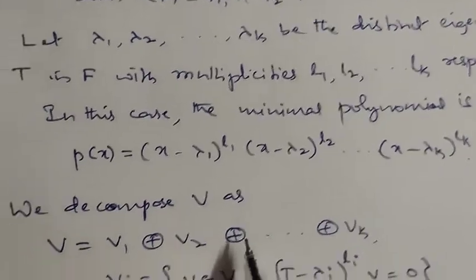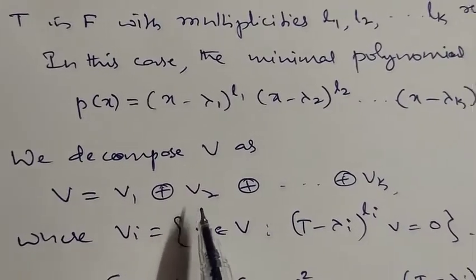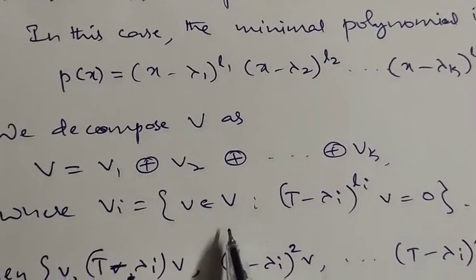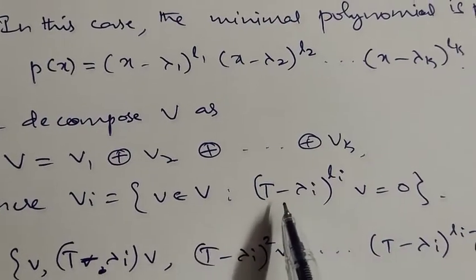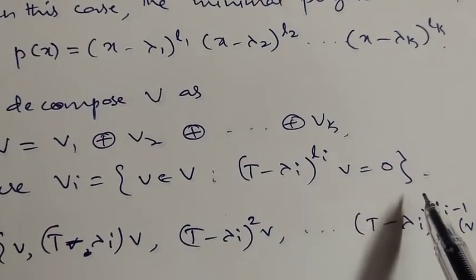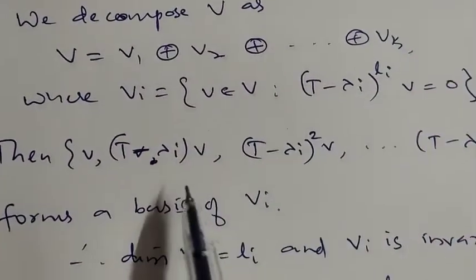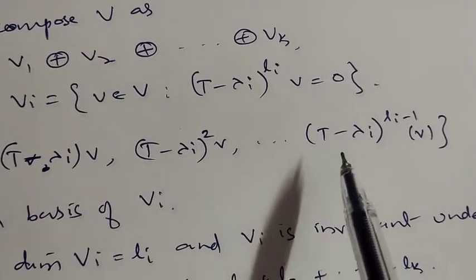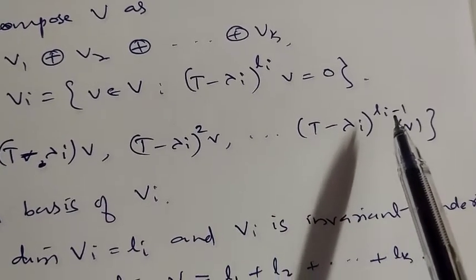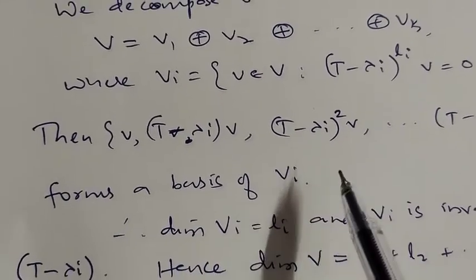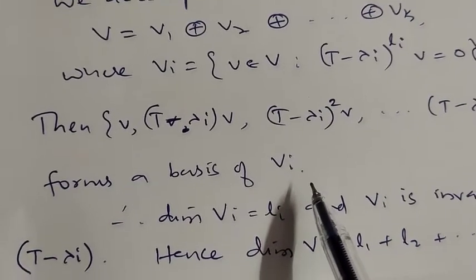Now we decompose V in such a way that V is the direct sum of V1, V2, etc., up to Vk, where each Vi is given by the set of all v belonging to V such that (T minus lambda I) power of Li of v is 0. If this happens, then the vectors v, (T minus lambda I) of v, (T minus lambda I) square of v, etc., (T minus lambda I) power of Li minus 1 of v definitely form a basis of Vi. Okay, this follows from the discussions that we have done in the last class.